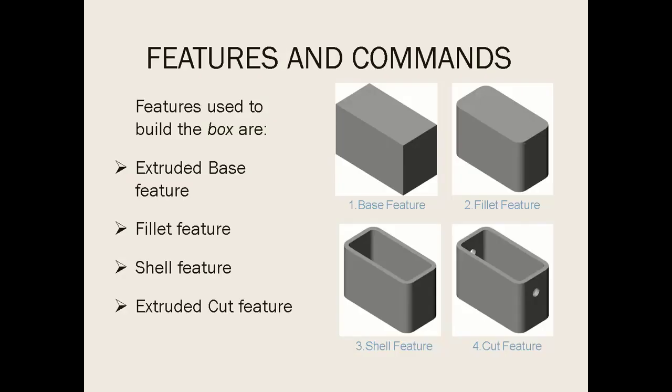So your features and commands are what you're going to use to build your parts. So here we have our base feature. It's just an extruded base feature to build this box. Next we have our fillet feature. We've rounded all the outside corners. Then we have our shell feature. We have cut into this box with the shell command, so all the wall thickness is the same. And last we have our extruded cut feature. So we have this hole on the side and it is cut all the way through.